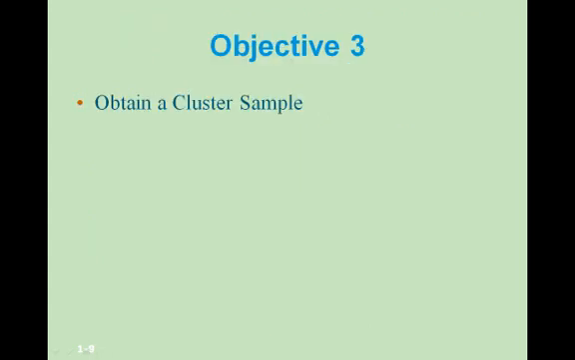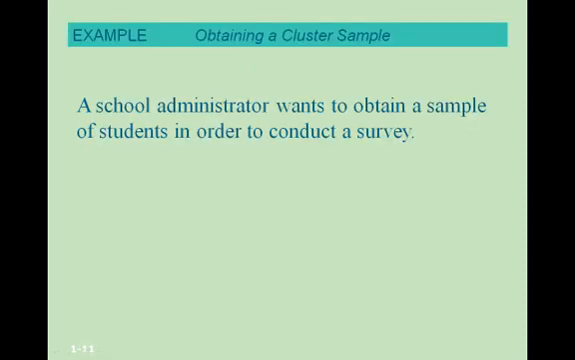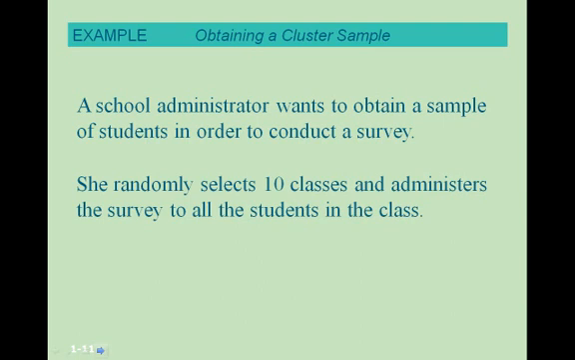Objective 3 is to obtain a cluster sample. A cluster sample is obtained by selecting all individuals within a randomly selected collection or group of individuals. Let's look at an example. A school administrator wants to obtain a sample of students in order to conduct a survey. She randomly selects 10 classes and administers the survey to all the students in the class. So the 10 classes are our clusters.